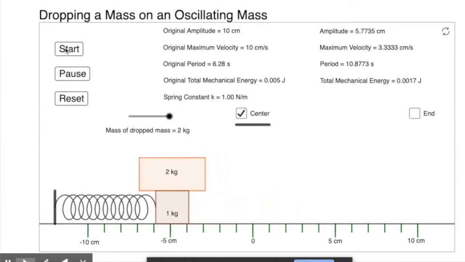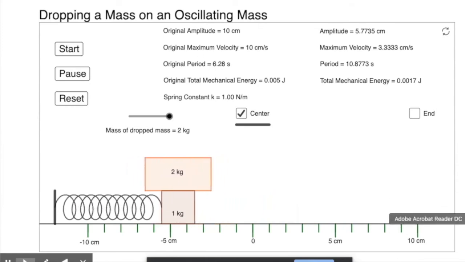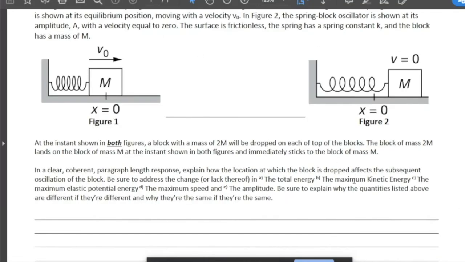And so because some of that kinetic energy was lost in the collision, part B is a super easy question to answer. When the block crashed into the oscillating block, it had its maximum kinetic energy, which subsequently decreased due to the nature of the perfectly inelastic collision. So the maximum kinetic energy is less.